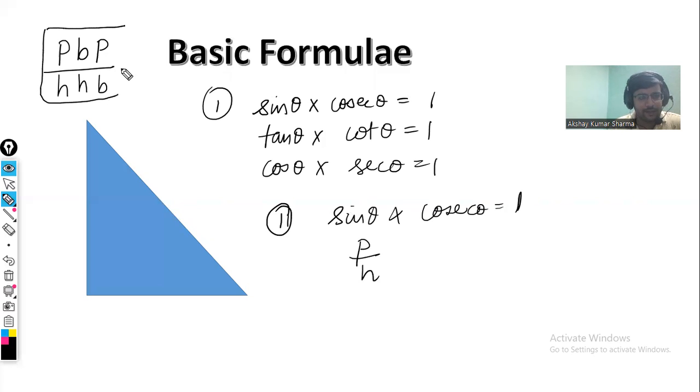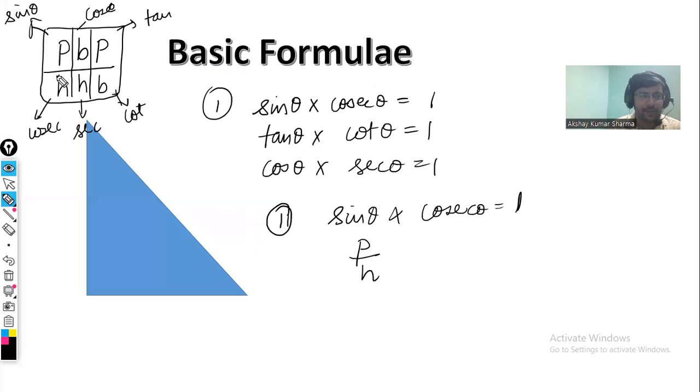We can clearly see here, the first one is for sine, the second is for cos, and the third one is for tan. Similarly, if we are taking from the reciprocal order, it will be cot, this would be sec, and this would be cosec.